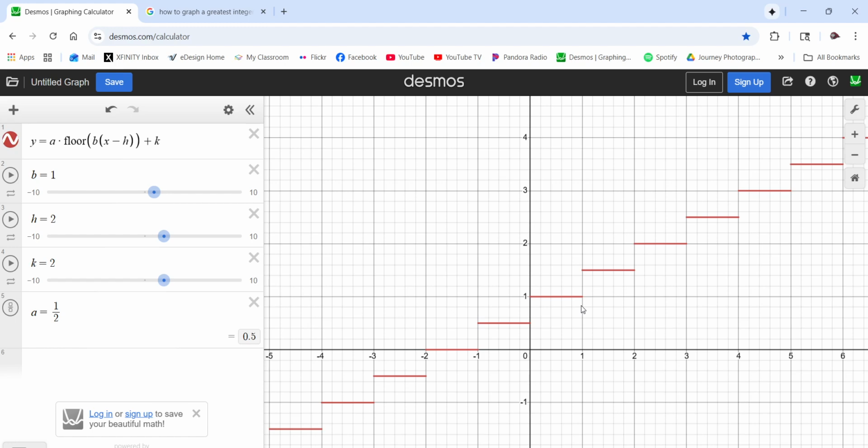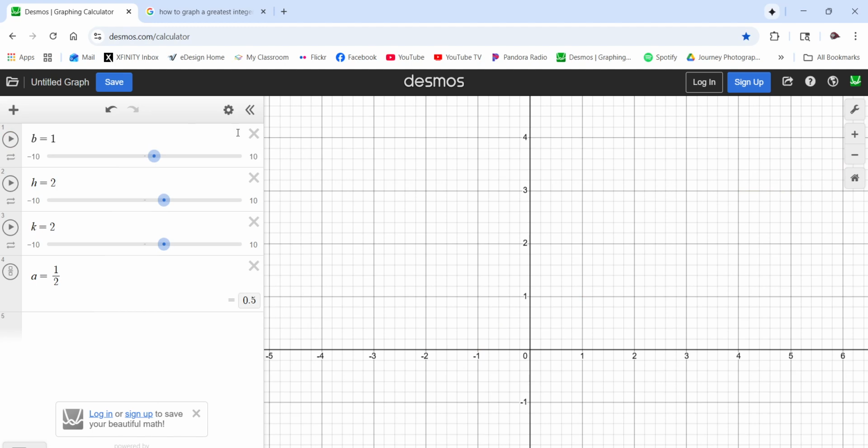Let's do this. Let's put a couple other functions in here just to play around with it. And that's what's cool about this Desmos. Let's see, get rid of all these.